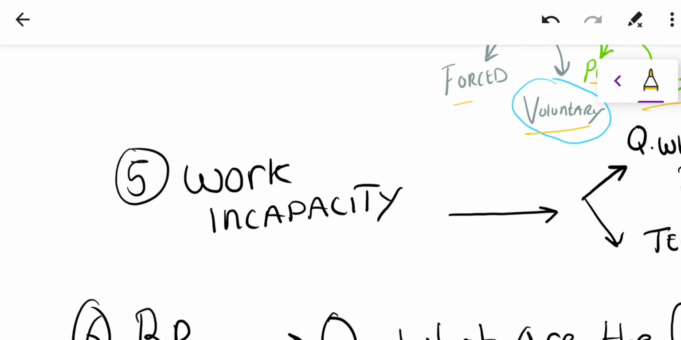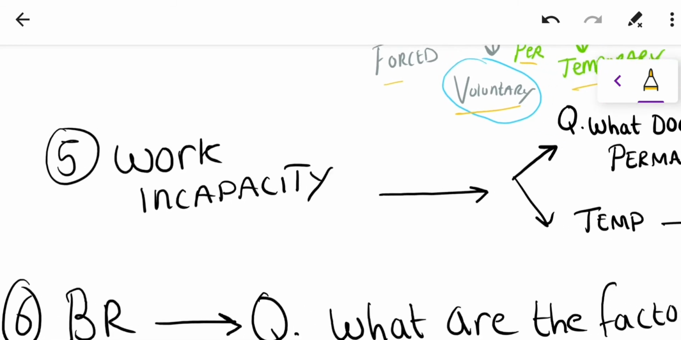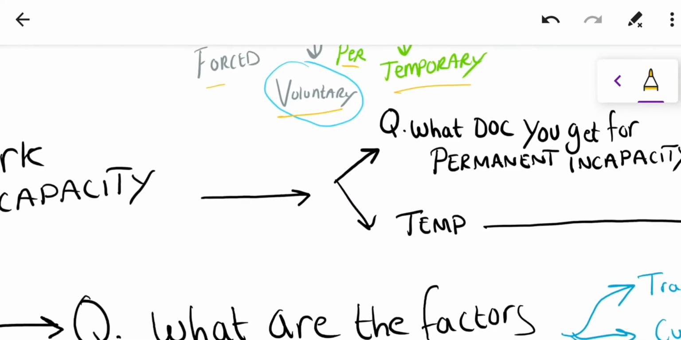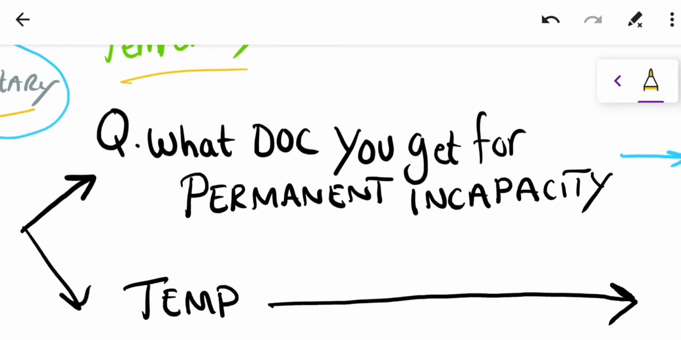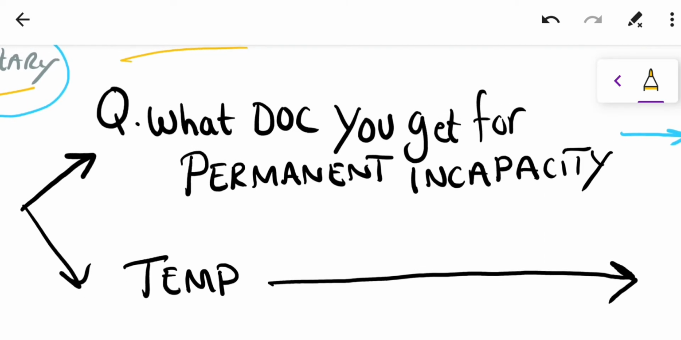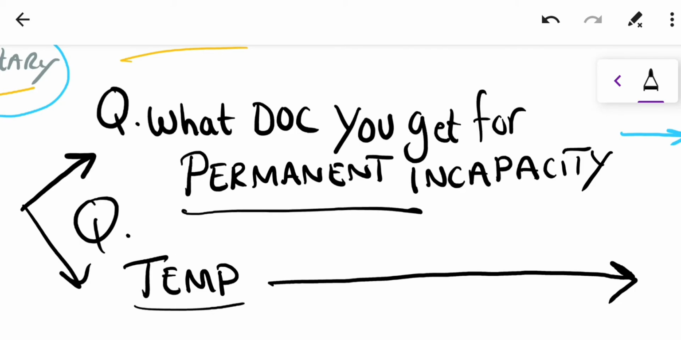Alright, work incapacity. Okay. Now this is one of the questions I got for my oral, and it didn't go as well as I wanted to. But whatever. Alright. Now I'm going to do a side-by-side comparison. Okay. Question. Okay. So as we all know, incapacity at work can be split into permanent and temporary. Okay. I'm not gonna go into the details, right?